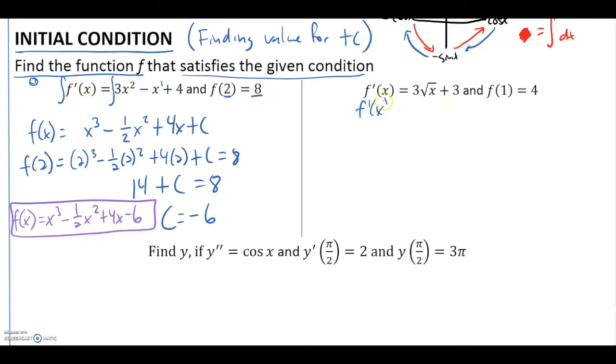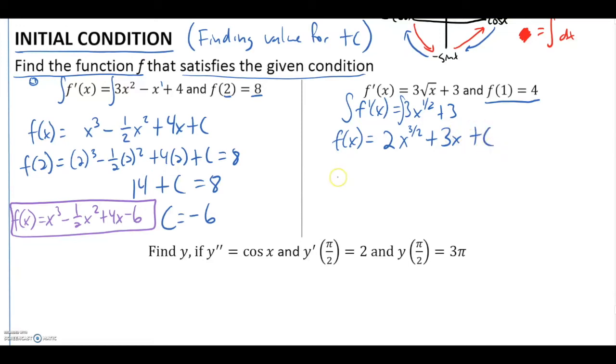I'm immediately going to go ahead and rewrite this one as an x to the 1/2. And our initial condition to help us get rid of that plus c is f of 1 equals 4. So integrating both sides, we will get f of x equals, and that x to the 1/2, adding 1 will be x to the 3/2, and dividing by that exponent of 3/2 will get us back to 2, plus 3x, and then our plus c.